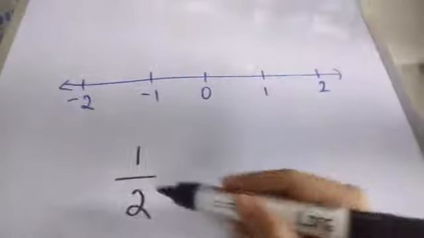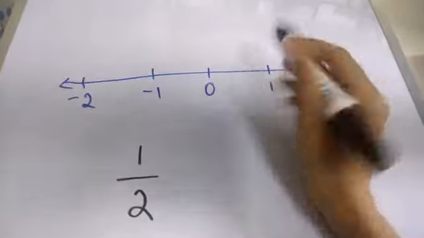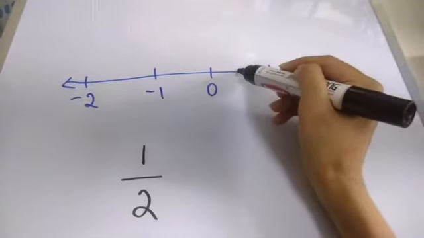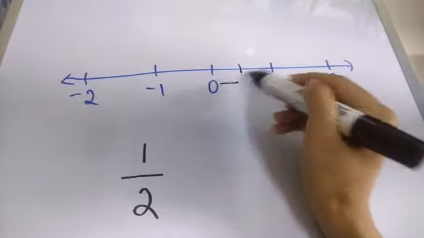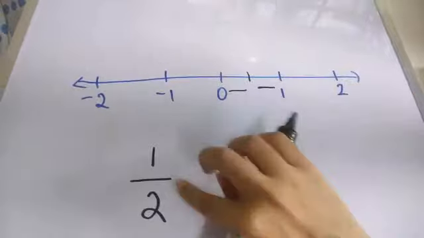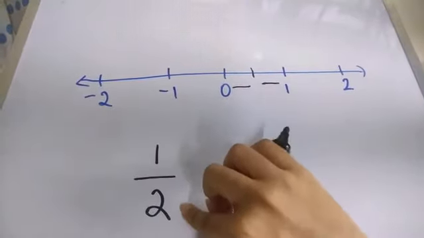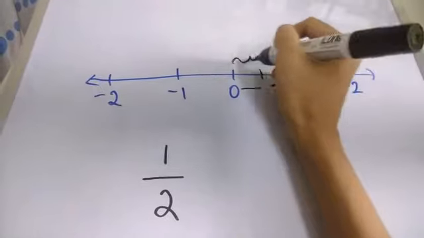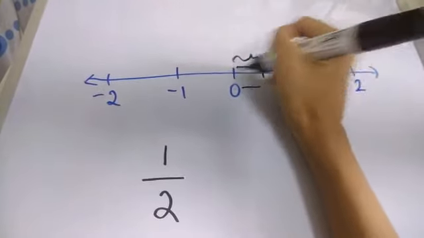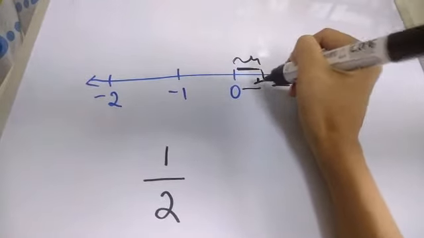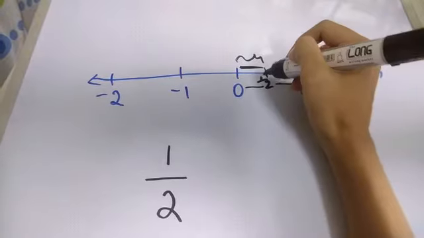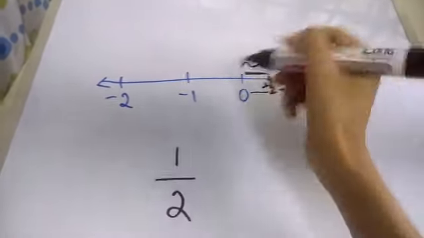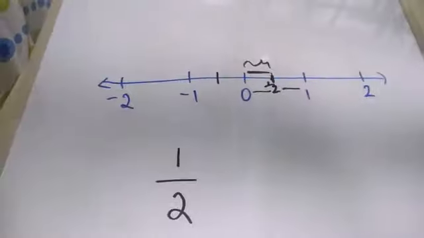What we have to do is take the denominator, that's 2, and divide the space between 0 and 1 into 2 pieces. If I draw a line here, this is one piece and this is another piece, right? You're supposed to take one piece out of 2. So 1 by 2 is just the first piece, from here to here. This line shows 1 by 2. Same way, if you want to do minus 1 by 2, you're going to put it here.